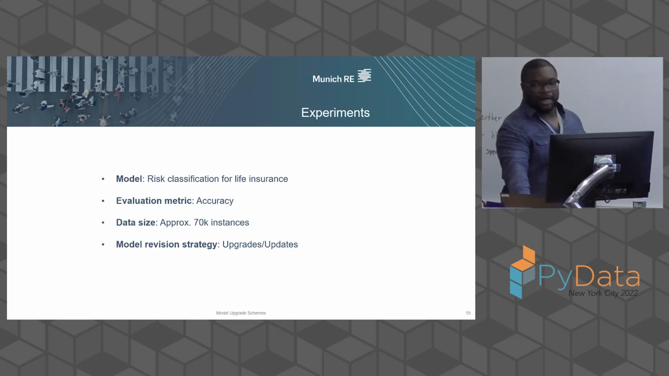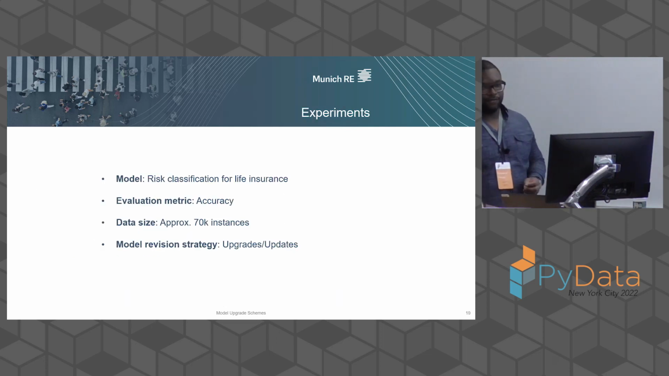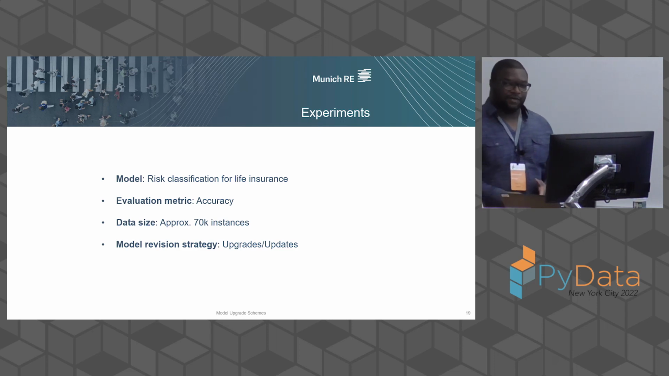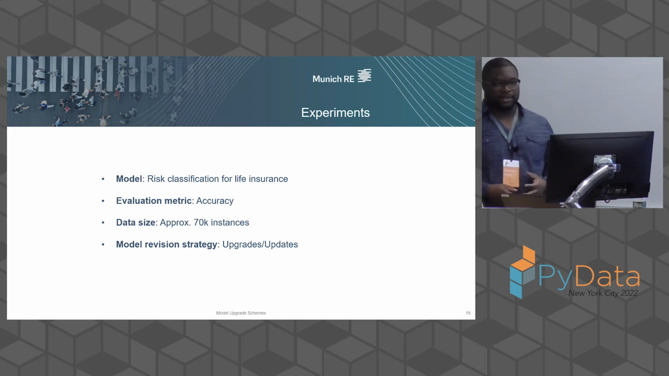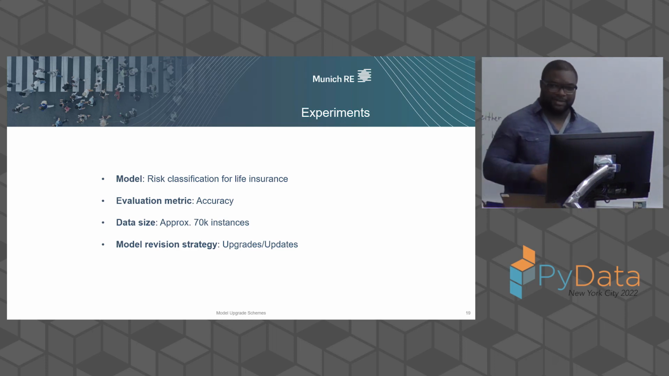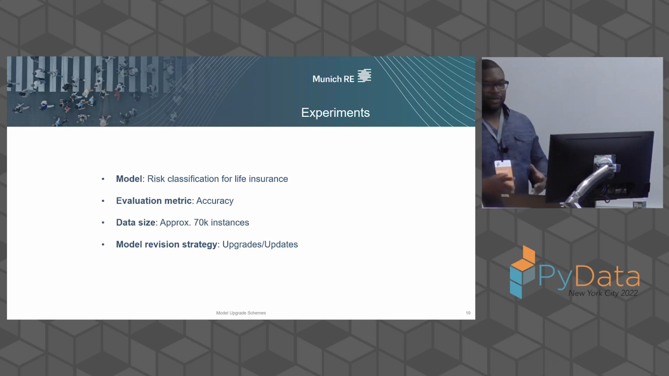And so I am just going to give a brief overview of the experiment that I ran. The models we are looking at, as Monaf already intimated earlier, are risk classification models that we use in the business in life insurance and underwriting in general. I'm using an accuracy metric here, but of course the metric could be different. This is just based on the legacy of the particular application, with around 70,000 instances of data, and I looked at both upgrading or updating schemes.